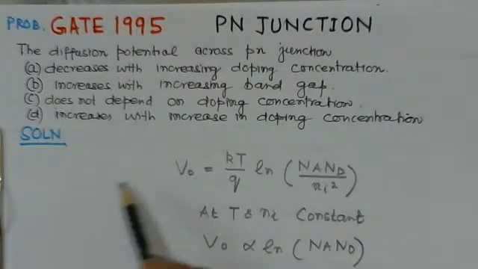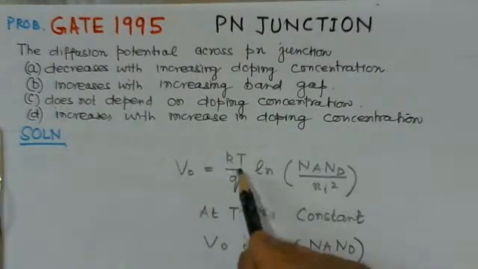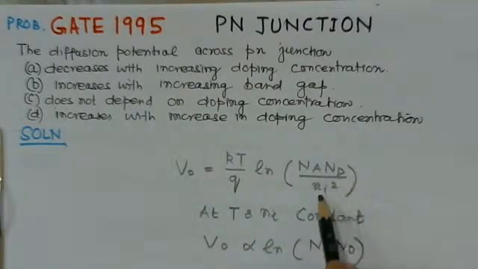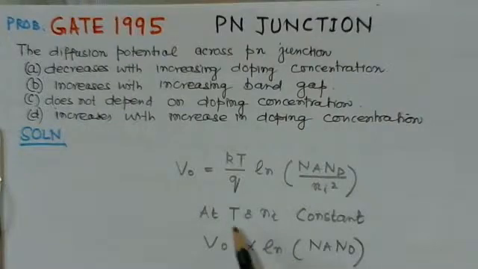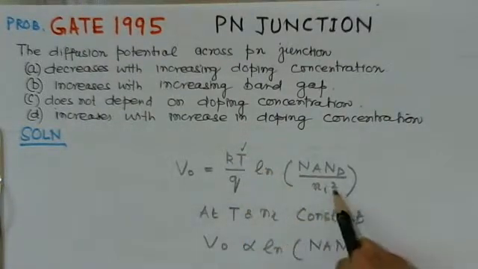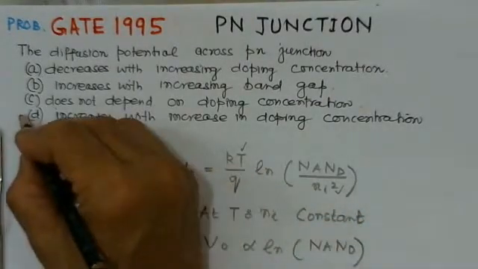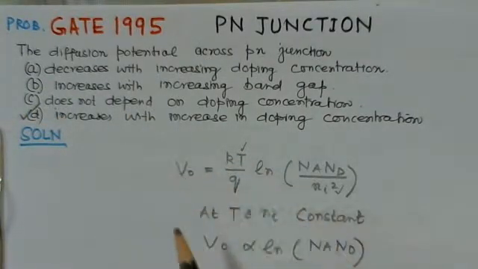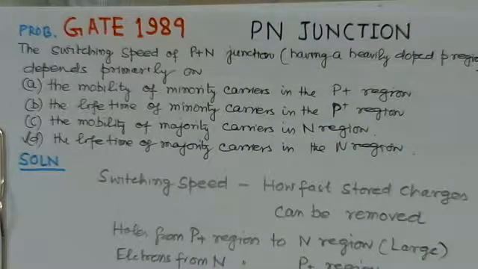If we look at the relation of this diffusion potential or barrier potential, it is given by V0 = (kT/q) ln(Na Nd / ni squared). Na and Nd are the acceptor and donor impurities. If T and ni are constant, then V0 is proportional to log of Na Nd. So it is very obvious that it is proportional to log of Na Nd, and it definitely increases with the increase in doping concentration. The diffusion potential is increasing with the increase in the doping concentrations. This is problem 2, and now the third problem.